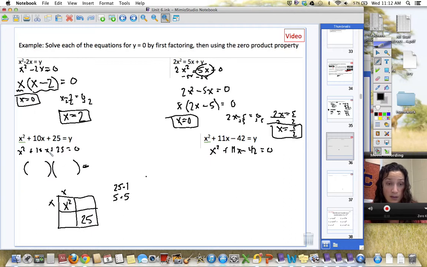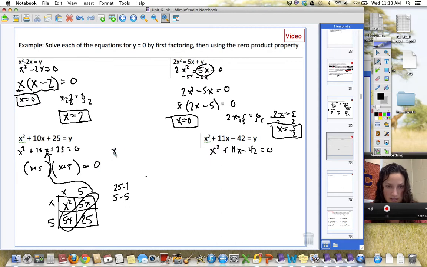But I want to pick a number so that when I add up these two boxes, it gives me this 10. So if I look at 5 and 5, x times 5 is 5x. 5 times x is 5x. And when I add 5x and 5x, it should give me this 10x, and it does. So now I know that I'm correct. It's going to be x, and then it was a positive 5, so I'm going to put here x plus 5, x plus 5. So then that still equals 0.